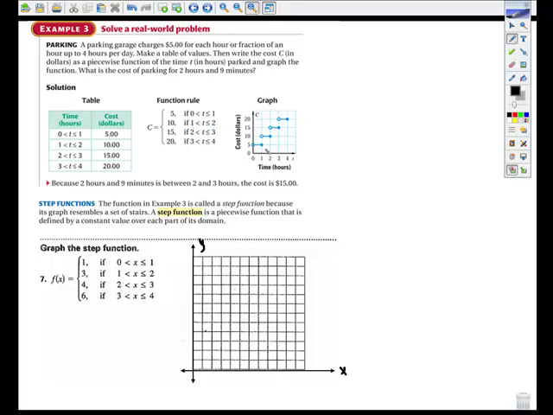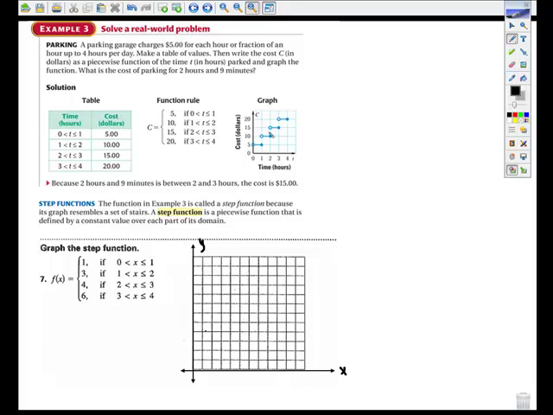Between 1 and then including 2. So at 1 hour, you don't pay the 10, but that's where we start. And then that goes to the 2 hours, which is a closed circle. Same thing for the 2 to 3 and the 3 to 4. This is actually a special function. It says, what's the cost of parking for 2 hours and 9 minutes? Well, 2 hours and 9 minutes is including the third hour, so it's going to cost you $15.